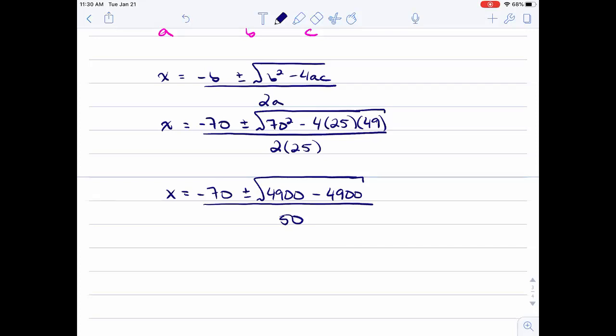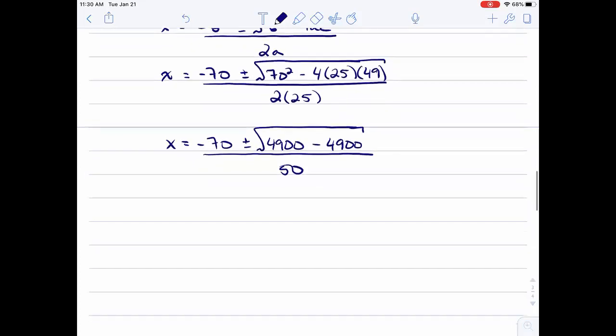For being the last problem, come on. I thought I was picking a moneymaker. No. So then we have negative 70 plus minus 0 over 50.